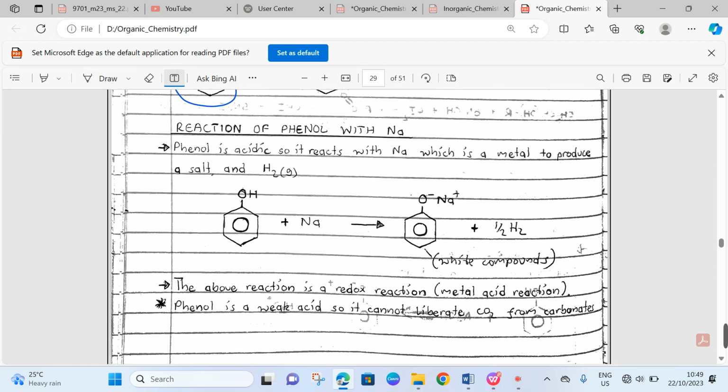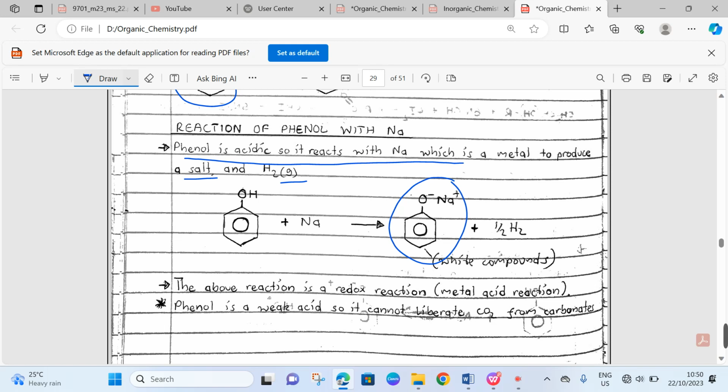Now another reaction is the reaction of phenol with sodium. Phenol is acidic, so it reacts with sodium in a metal-acid reaction to produce a salt and hydrogen gas. And this salt as well is a white compound. The above reaction is a redox reaction, a metal-acid reaction altogether.